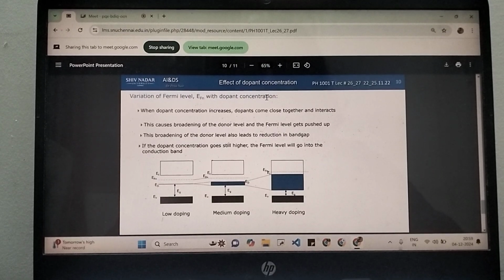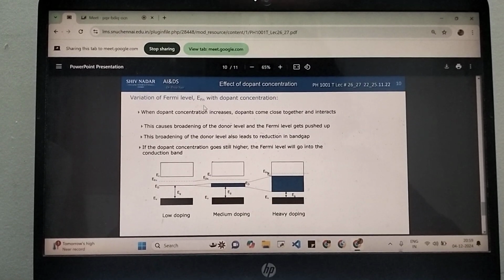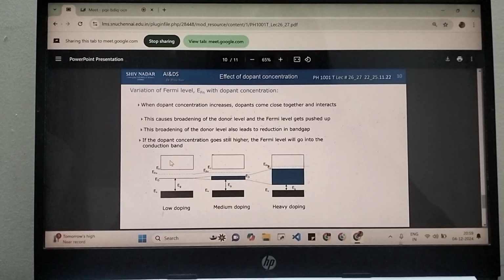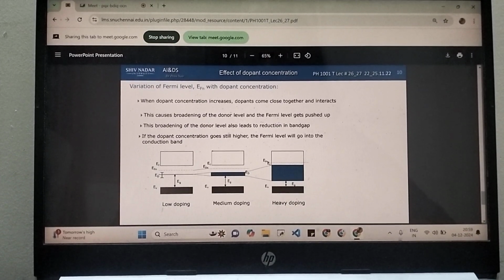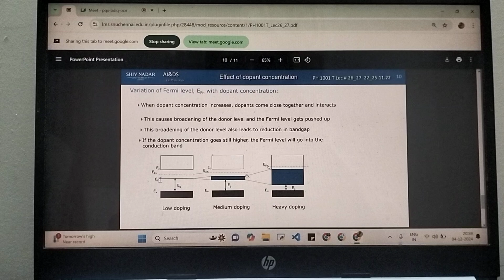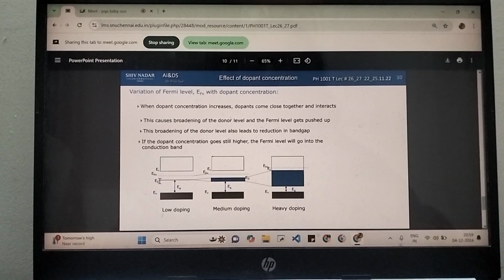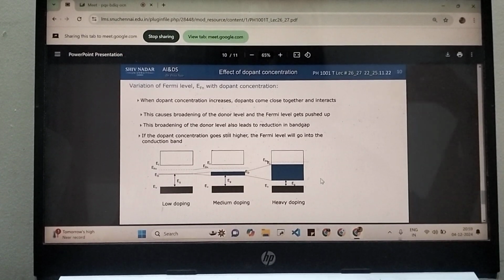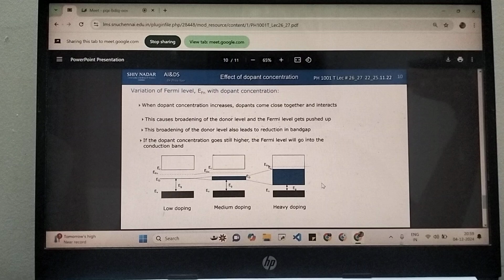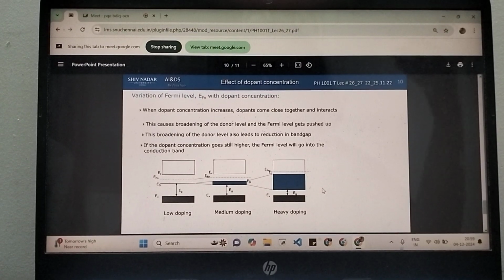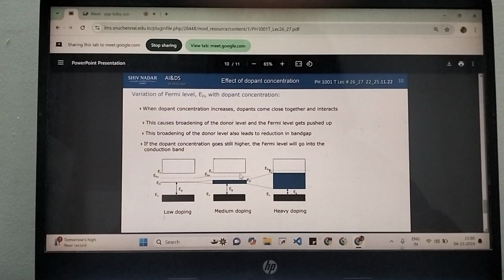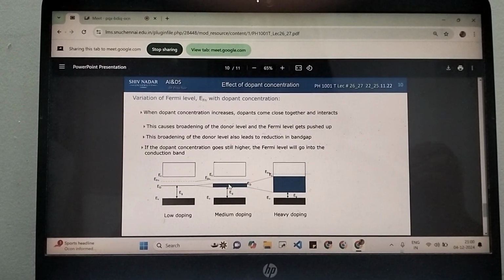One last concept we have is the effect of dopant concentration. So this is very simple. ED is the average energy level of the donor atoms, let's say in this case phosphorus atoms, right? What this slide and this picture tells us is, as you increase the number of dopant atoms or impurity atoms in the semiconductor, the average energy level becomes broader.